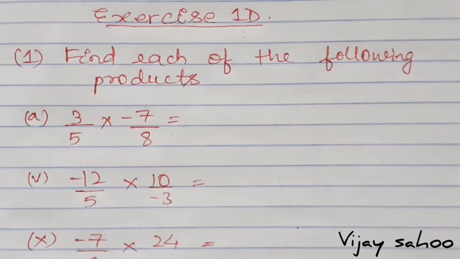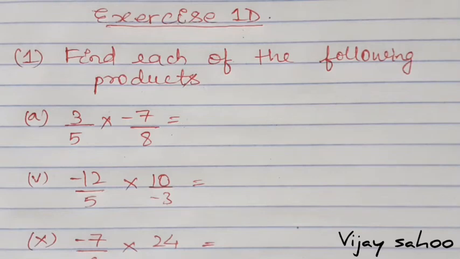Find each of the following products. Along with the question, I'll try to recall the properties which we have already studied. Now first one, we have to find the products. Products means what? We have to do multiplication. Now first one, 3 by 5 multiplied by minus 7 by 8.